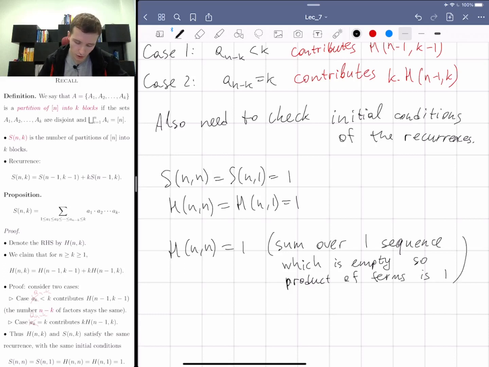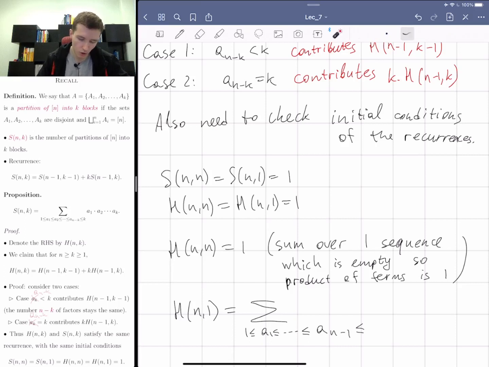And similarly, h of n comma 1, here you sum over 1 less than or equal to a1, etc., all the way to a n minus 1, which has to be less than or equal to k, which is equal to 1. So k is 1, and then you multiply a1 all the way up to a n minus 1, and you get 1, because there is only one such increasing sequence.